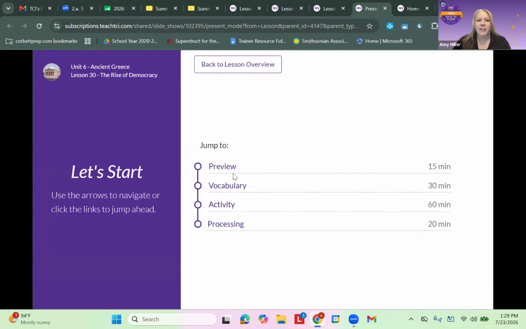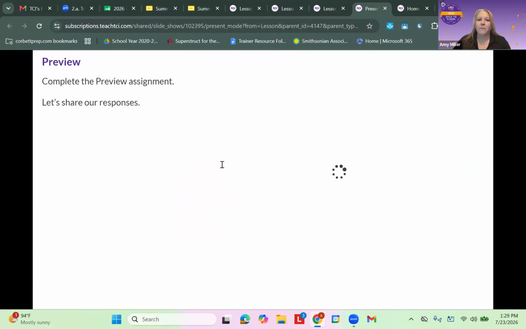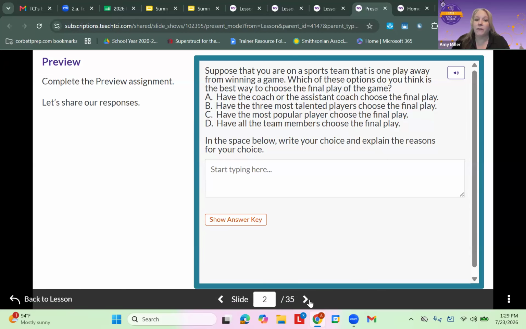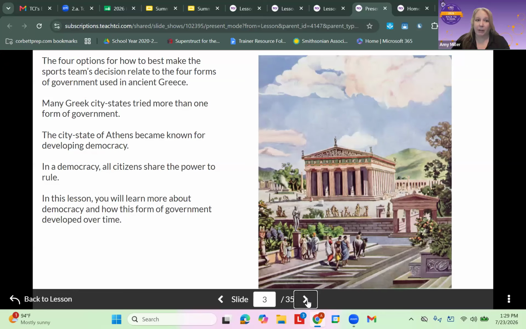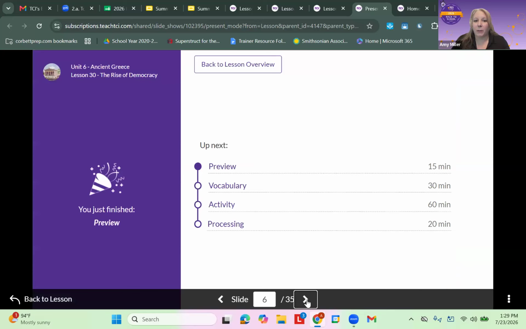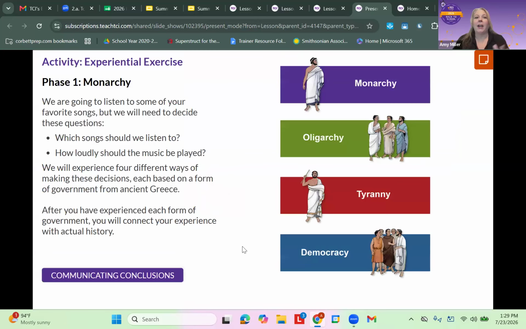So the students in this lesson are going to learn about four forms of government. We start with something very close to them. They're on a sports team and they're one play away from winning a game. Which option do they think is best? And then option A, B, C, and D, whichever they choose, connects to one of the forms of government that they're going to learn about. So in this lesson, they're going to choose the music they listen to based on the different forms of government that were in evidence in ancient Greece.